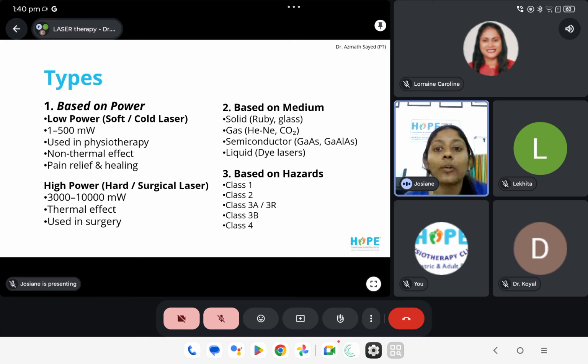The second one is based on medium, which can be solid, gas, semiconductor, or liquid. And basically we use the semiconductor type of laser. And the third one is based on hazards, which are class 1, class 2, class 3A, class 3B, and class 4.